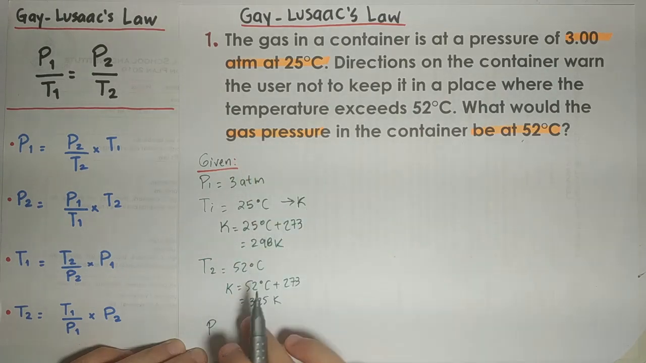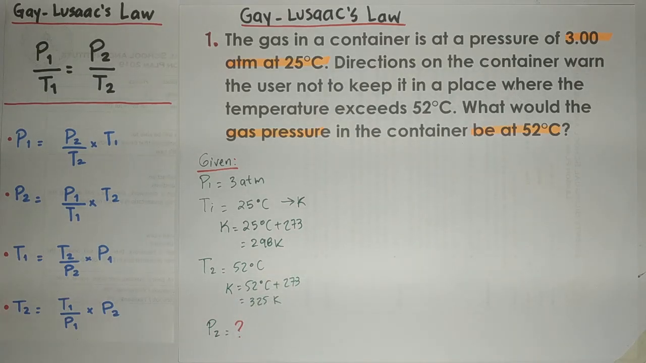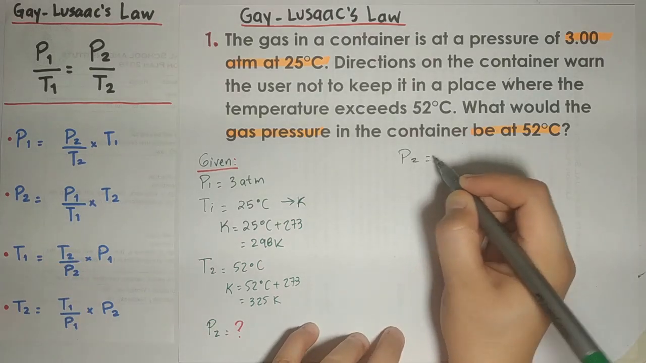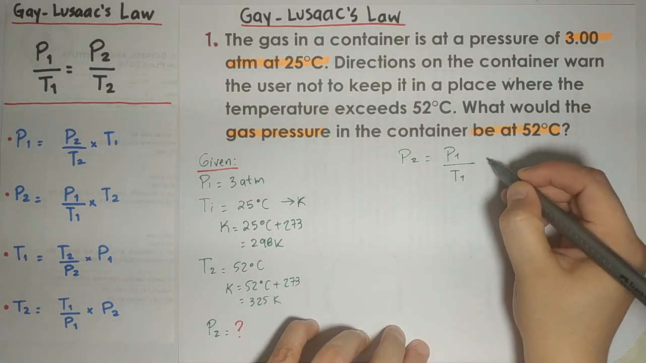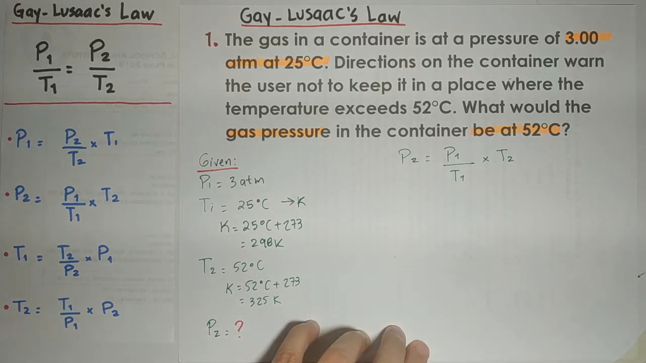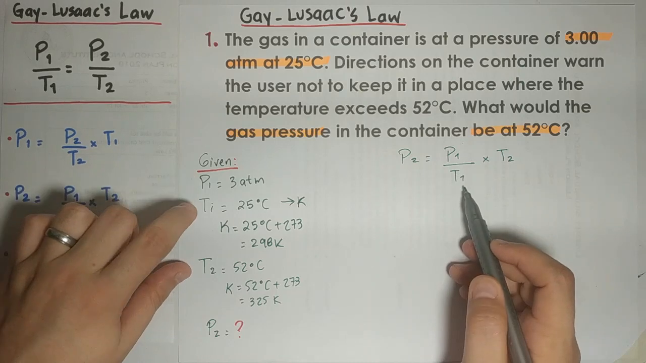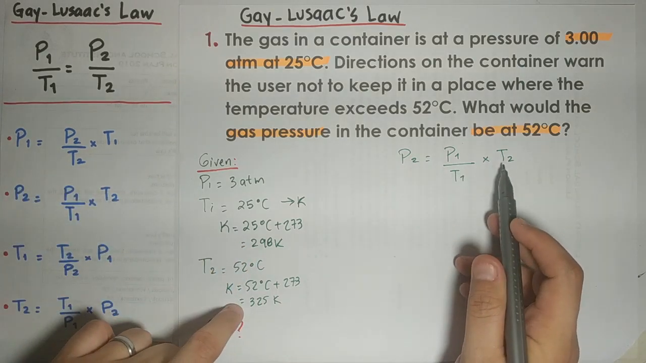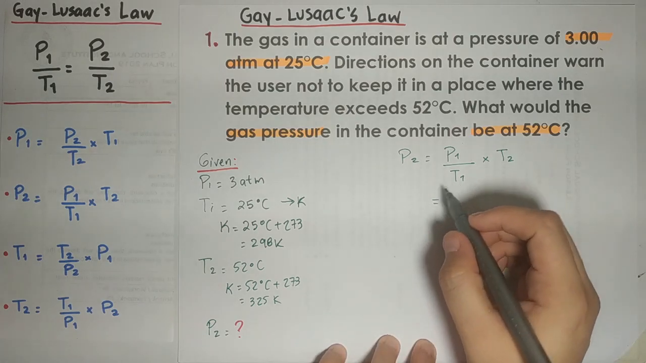And now, what do I need to look for? I'm looking for pressure in this second condition. So this is going to be my unknown. So looking for the pressure 2, this is the isolation that I have. So I just write the equation here. Pressure 2 equals pressure 1 over temperature 1 times temperature 2. Now I just plug in the values because I have everything. Pressure 1, temperature 1 here, temperature 2 right here. So let's just plug in the values and that's it.